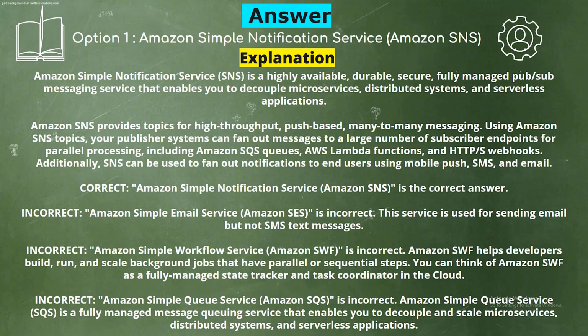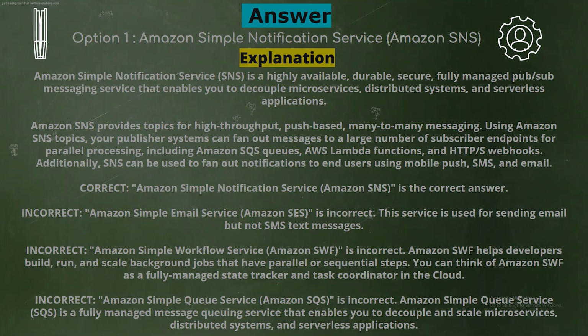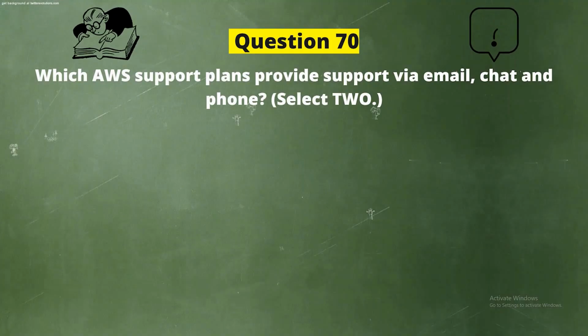Incorrect. Amazon Simple Queue Service, Amazon SQS, is incorrect. Amazon Simple Queue Service, SQS, is a fully managed message queuing service that enables you to decouple and scale microservices, distributed systems, and serverless applications. Next question. Which AWS support plans provide support via email, chat and phone?